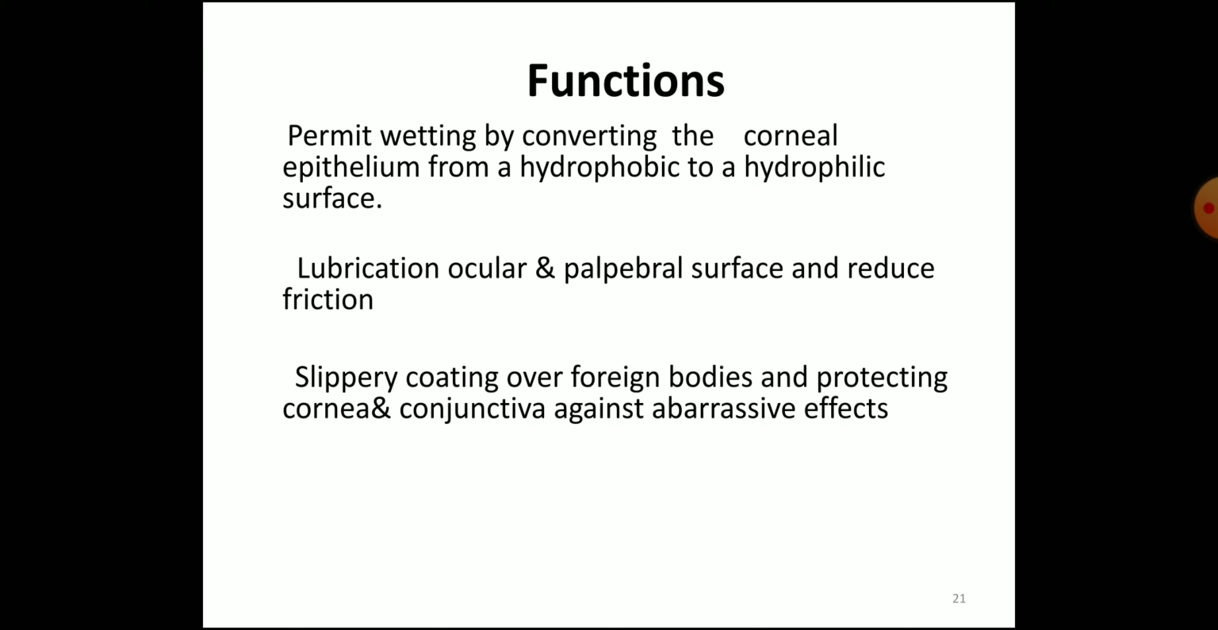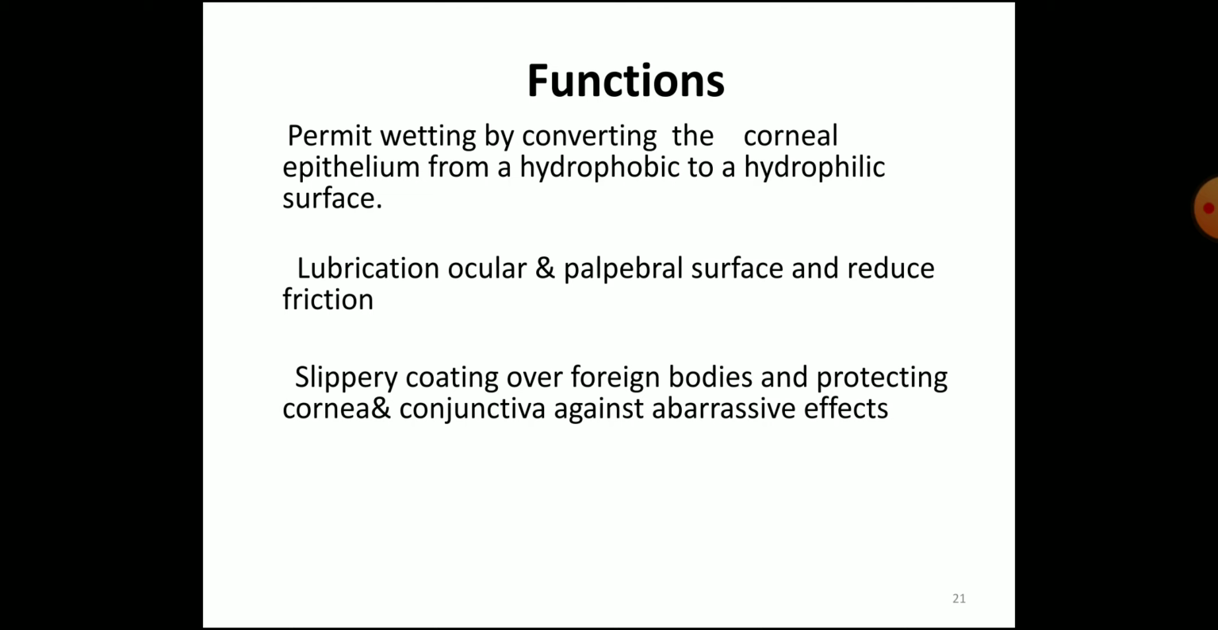Now what are the functions of the layer? It permits wetting and converts the corneal epithelium from a hydrophobic to a hydrophilic surface. So that is the innermost layer which will convert the hydrophobic to the hydrophilic surface. Then lubrication of the ocular and palpebral surface, and it reduces friction. So when it is lubricating the surface, that will reduce the friction.